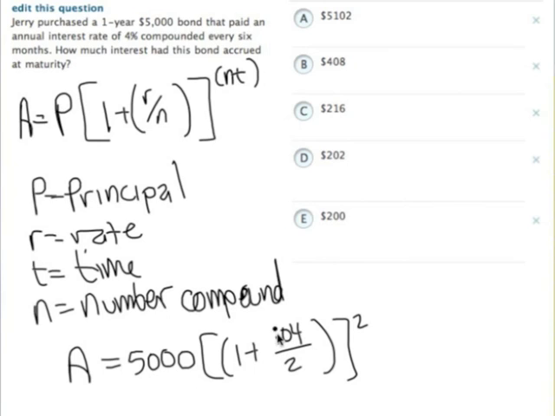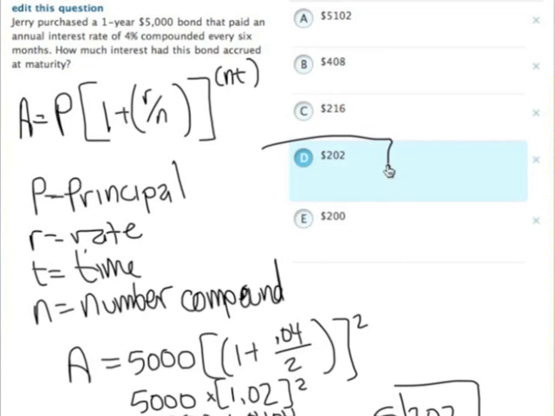So then 0.04 divided by 2 is 0.02, 1 plus 0.02 is 1.02, so we end up just with $5,000 times 1.02 squared, 5,000 times 1.0404, and you end up with $5,202 is the new amount. And so therefore the amount of interest was just $202, choice D.